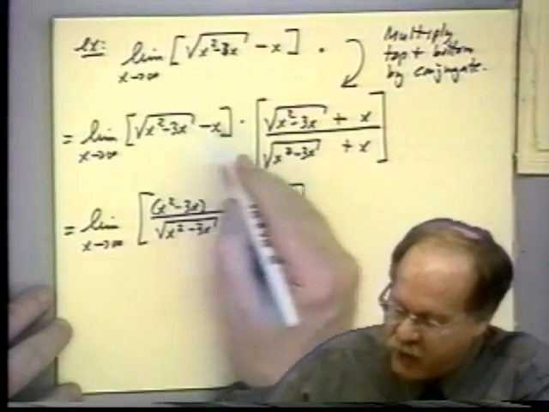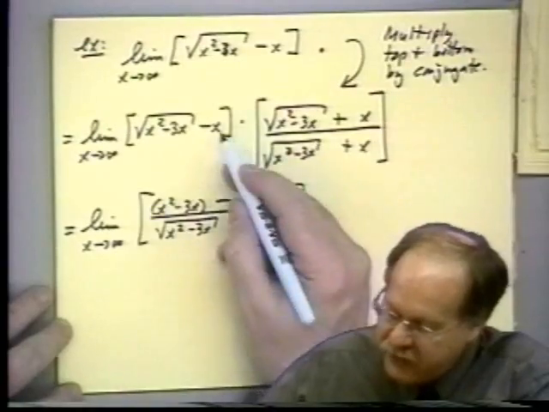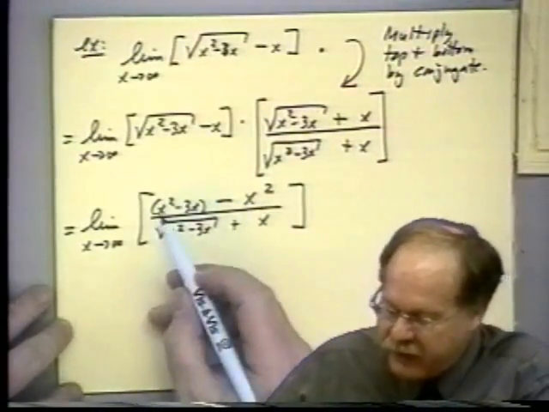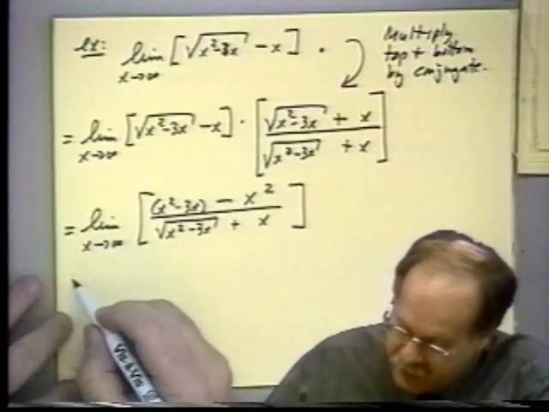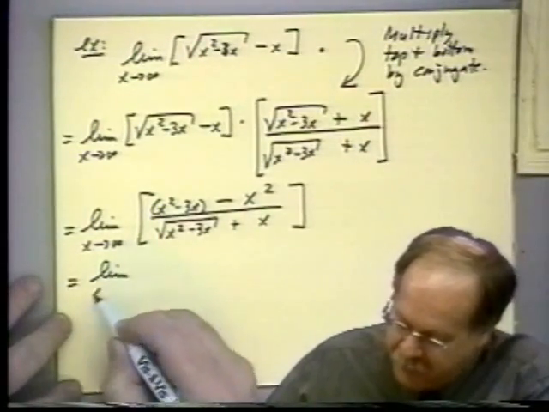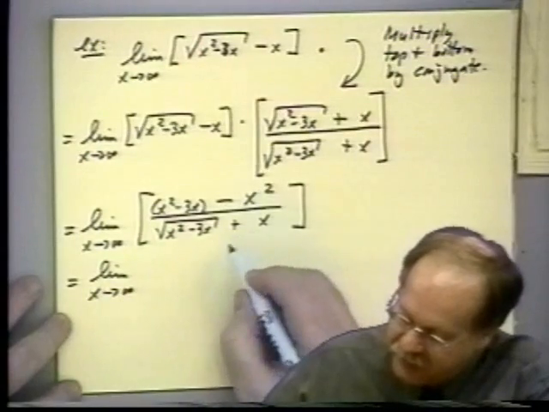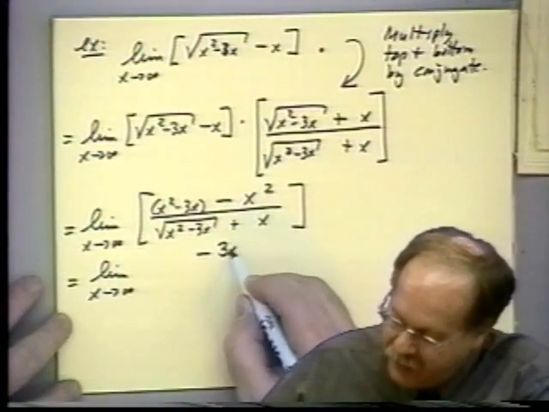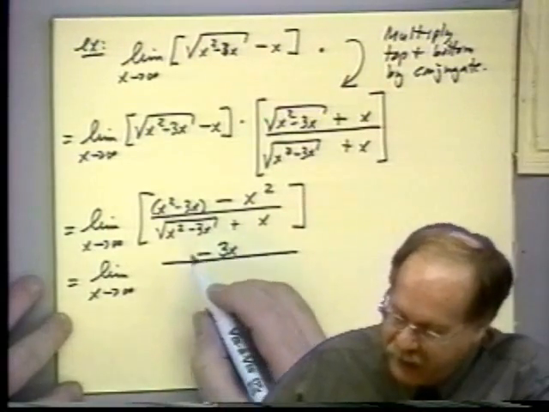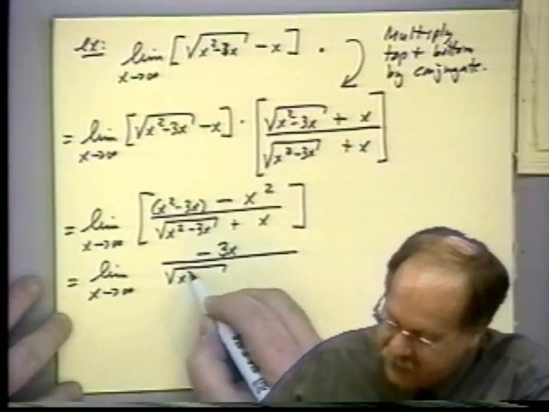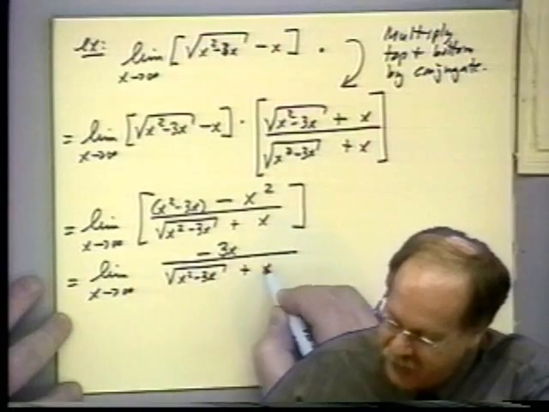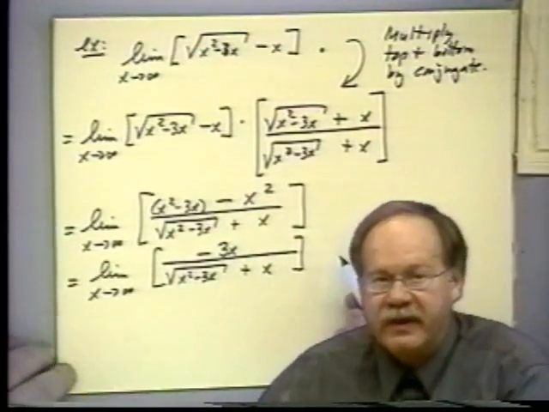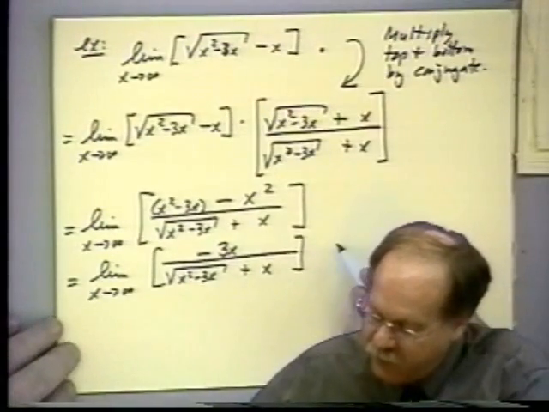So we get x squared minus 3x as the square of the square root, minus x times x, which is x squared. The x squared here and the x squared here, of course, add to 0. So this cleans up the top as x approaches infinity, and we're just left with minus 3x, and the bottom is x squared minus 3x plus x. Okay, now what do we do? The same thing we did before.